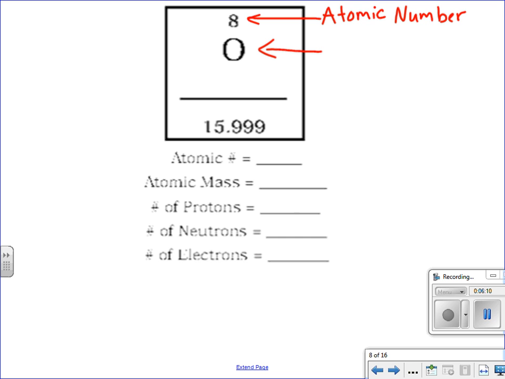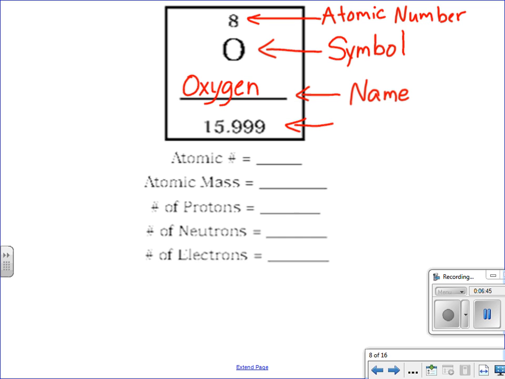This is called the symbol. You're right if you said symbol. Now, can anyone tell me what the name of this atom is? If you said oxygen, oops, Miss Call, I don't know what I'm doing there. I'm not spelling correctly. Oxygen, you are correct. And then this number here is our atomic mass.